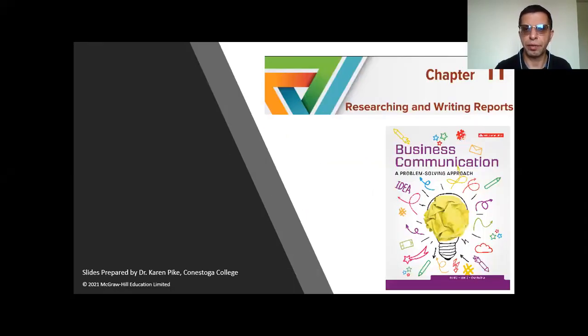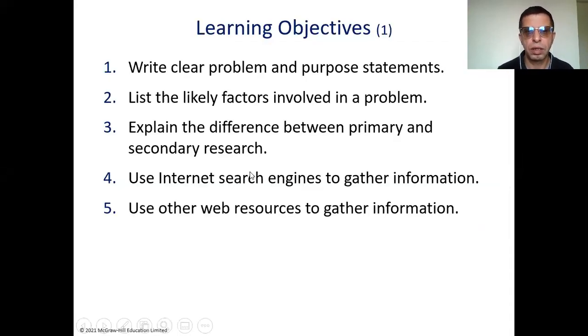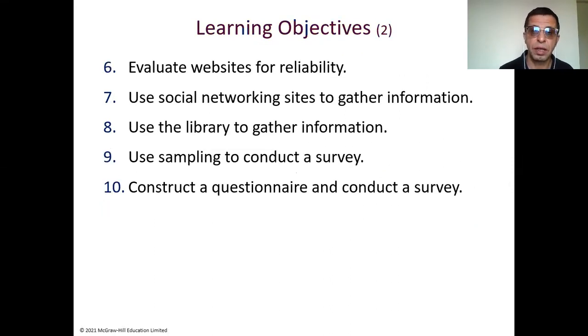In chapter 11, what we're going to talk about is researching and writing reports. Now, the learning objectives are: write a clear problem and purpose statement, list the likely factors involved in the problem, explain the difference between primary and secondary research, use an internet search engine to gather information, use other web resources to gather information.